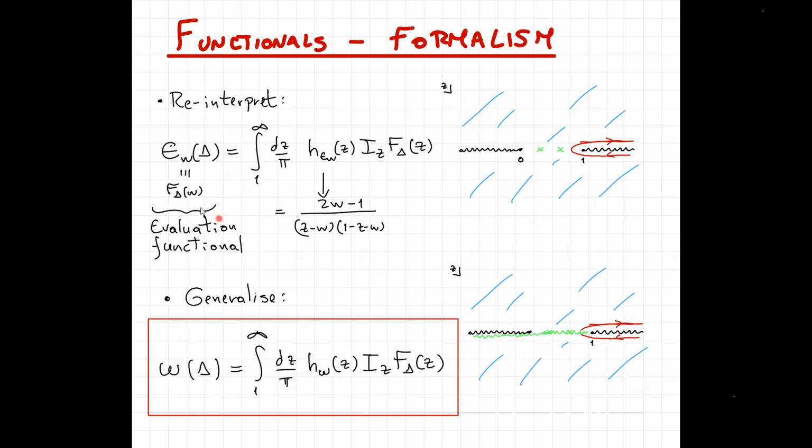But now let us reinterpret this. F delta at w, I could think of this as the action of a linear functional on the crossing vector. It's a special functional, called the evaluation functional. It depends on a parameter w, and when it acts on F delta, it gives F delta evaluated at w. It's kind of a trivial functional, but it is a functional: it takes the function F delta and returns its value at a particular point. As a function of delta, we have just shown that it's computed in the following way: an integral over this discontinuity of F times a certain kernel, and in this case we know the kernel. Now we're going to generalize. We're going to consider linear functionals, omega of delta, which also look like this.